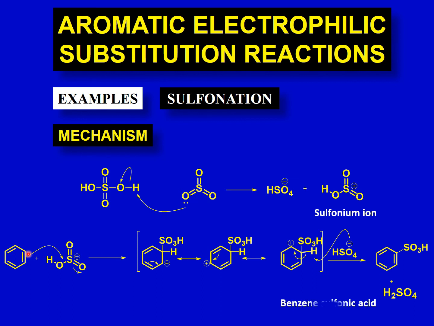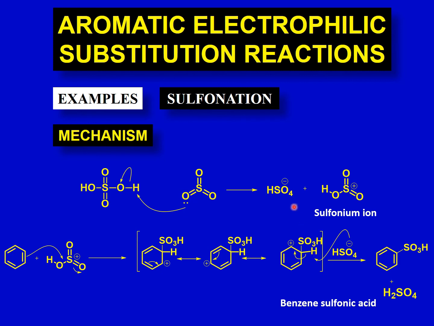So the pi electrons attack the sulfur atom, which of course is positively charged, and as a result this sulfur oxygen double bond is disturbed, and the pi electrons between the sulfur and oxygen are shifted towards oxygen, producing a negative charge on this oxygen atom. And again, as a result, we have the formation of this sigma complex. Again, we have a positive charge inside the ring that is delocalized with the pi electrons inside the ring, and it delocalizes over the whole ring.